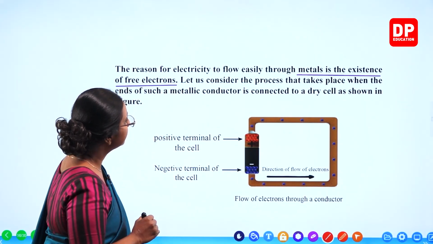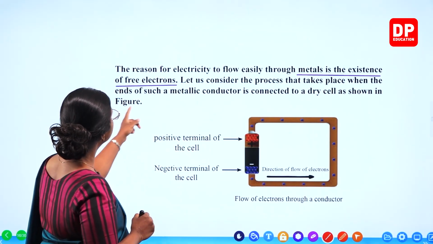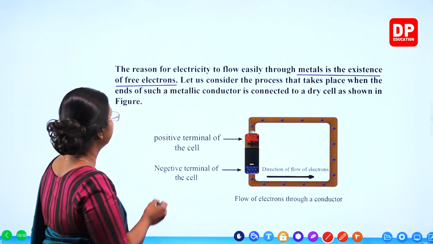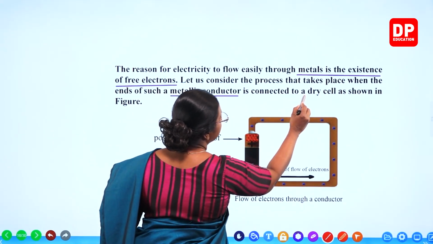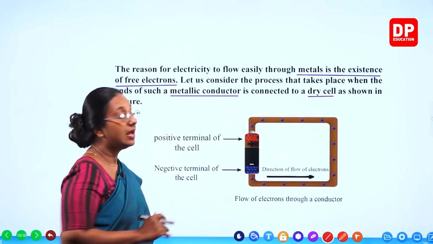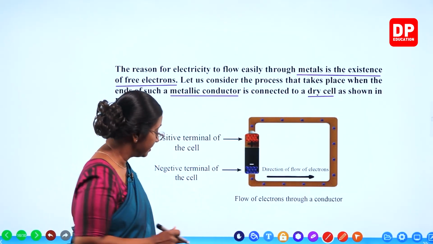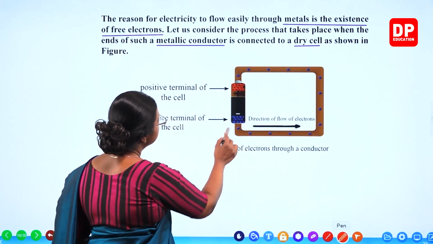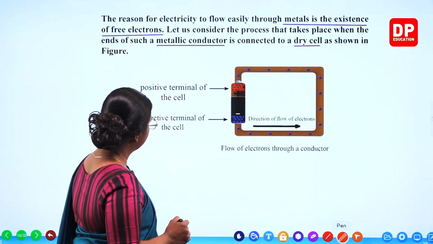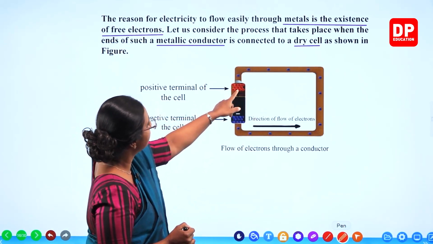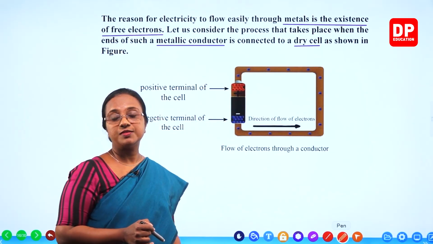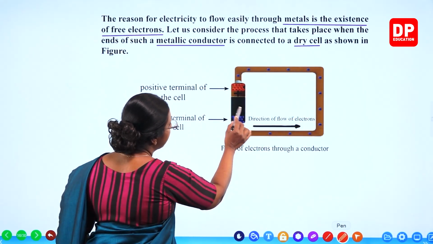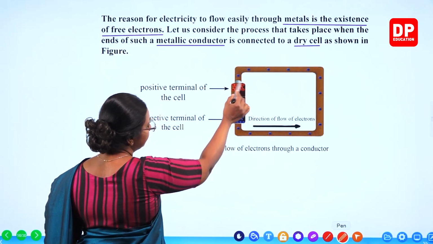So let us consider the process that takes place when the ends of such a metallic conductor are connected to a dry cell as shown in the figure. So a metallic conductor is connected to a dry cell. This is what I explained to you all in the previous slide also. Here, students, this is the dry cell. The positive terminal of the cell is on this side, the negative terminal is on this side, and this is the conductor. Like I said, there are more negative charges here, more positive charges here.